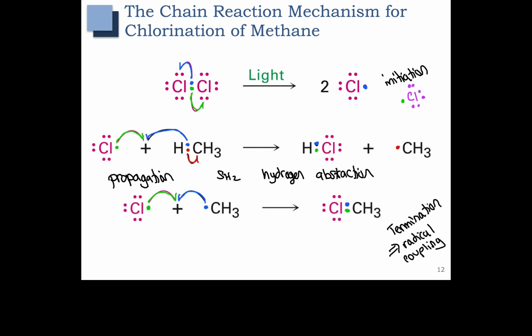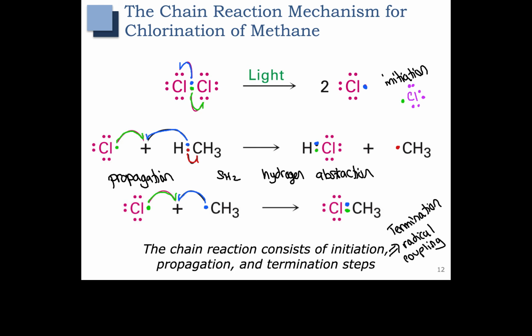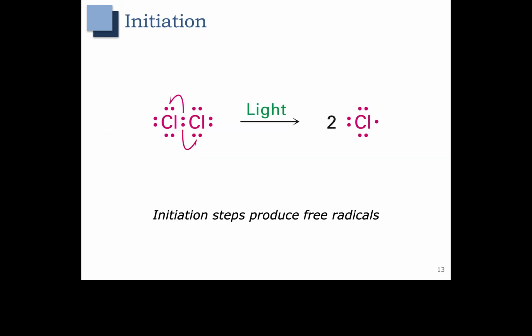Now, this isn't necessarily the only mechanism that is going to form a chlorinated product, but it is a reasonable one. So this chain reaction that we went through consists of the initiation, propagation, and termination steps. Let's go and look at some of these steps in a little bit more detail and see what other mechanisms are possible. Here's our initiation step, and we already went over this, but we said that light was used to break our chlorine-chlorine bond, giving one electron to each chlorine and forming two chlorine radicals.